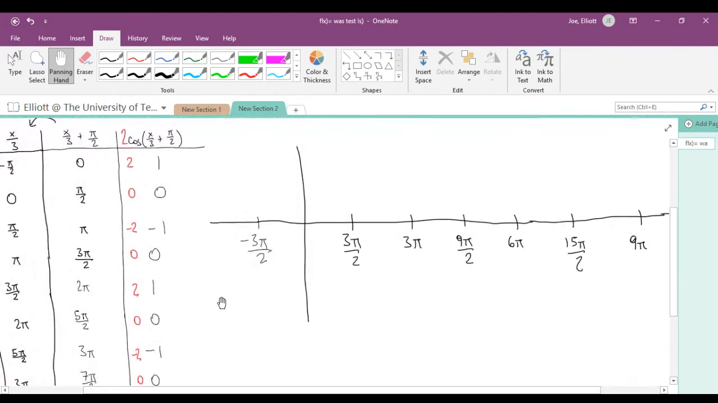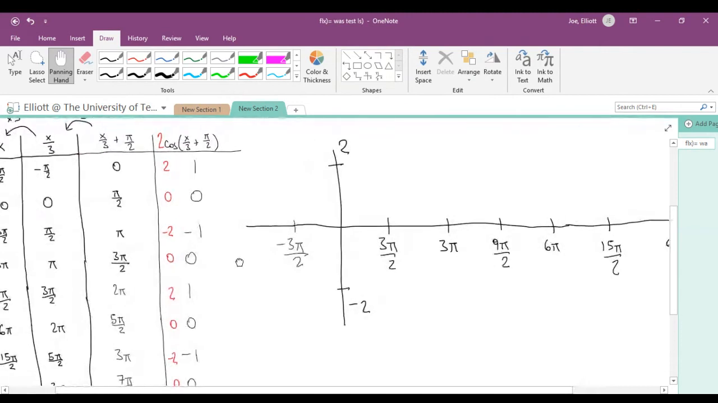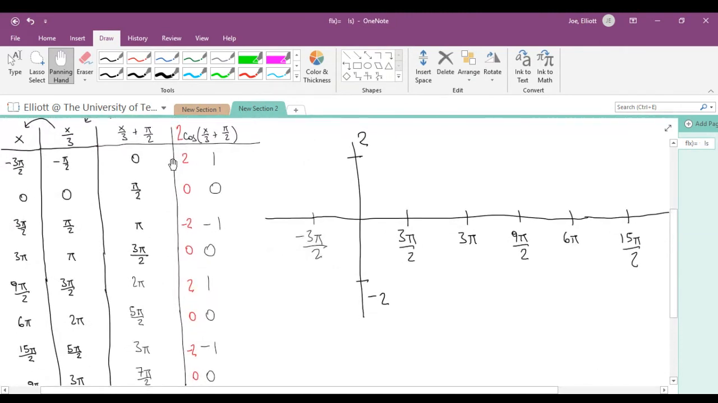Okay. And then the values of my function are ranging between 2 and negative 2. So let's say maybe 2 is up here, and so negative 2 is about down there. All right. So then at negative 3 pi over 2, our function should be equal to 2 to start with. So I'm going to start up here.